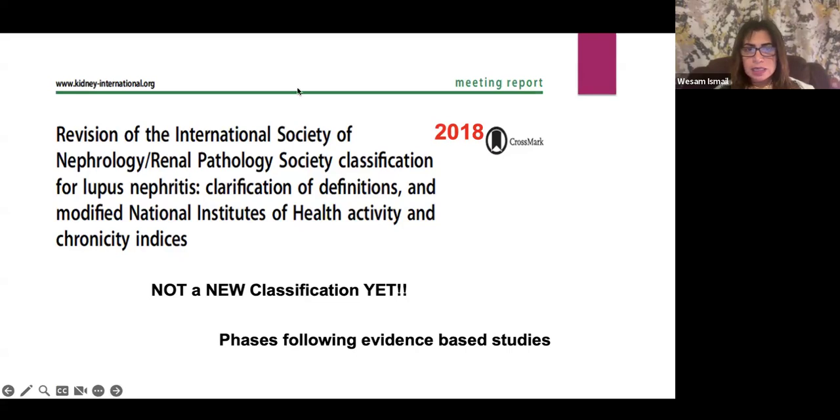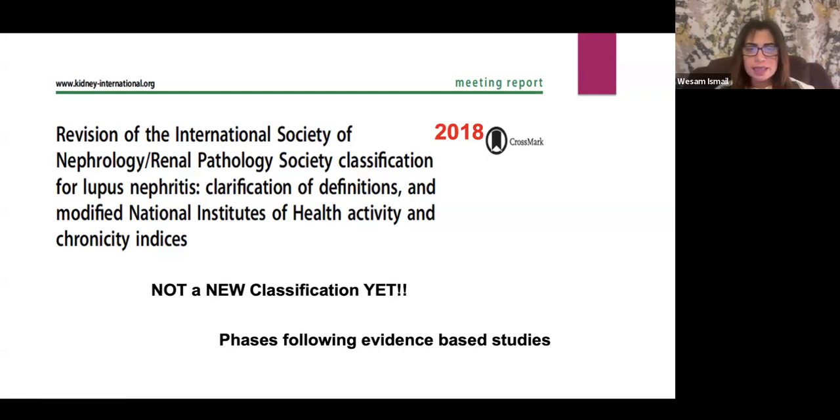Now, in 2018, finally, we started to have a second look at the classification of 2003, with the revision by the International Society of Nephrology, again a revision of the ISN/RPS classification. What they did in the first phase was clarify definitions. So the definitions were clarified and some of them have changed. And they modified the NIH activity and chronicity indices. So currently, the way we score lupus is different from the original scoring system, and I'm going to show you how.